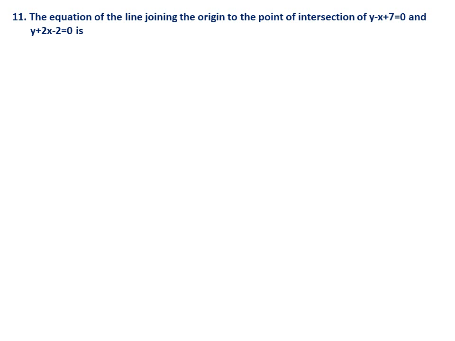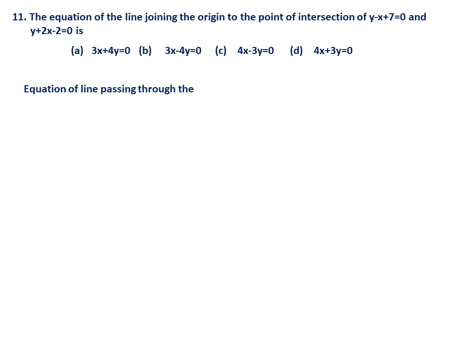First question, the equation of the line joining the origin to the point of intersection of y minus x plus 7 equal to 0 and y plus 2x minus 2 equal to 0 is, so four options are given: 3x plus 4y equal to 0, 3x minus 4y equal to 0, 4x minus 3y equal to 0, 4x plus 3y equal to 0. And one shortcut I have told you already, how to decide the line which is required.